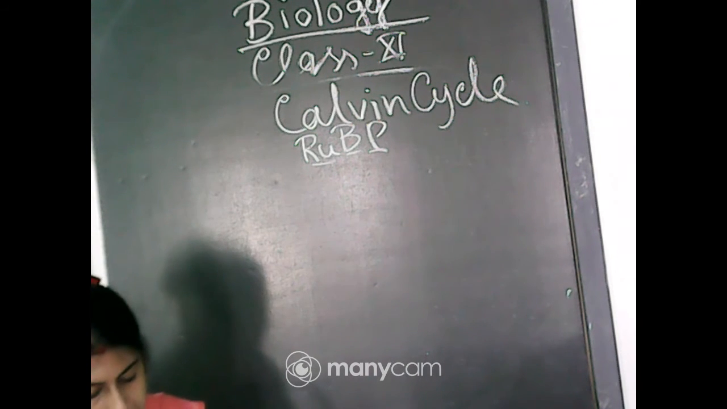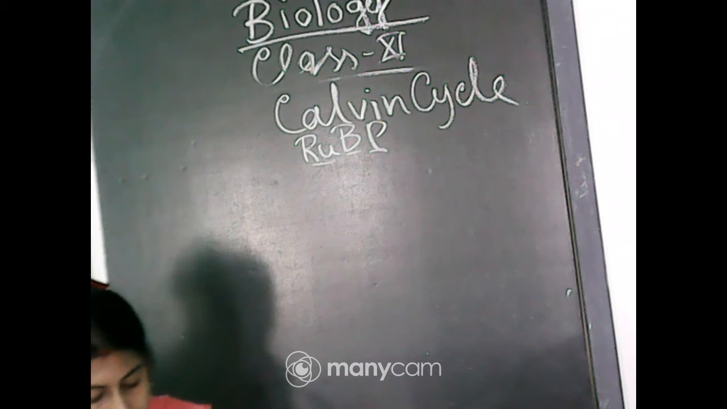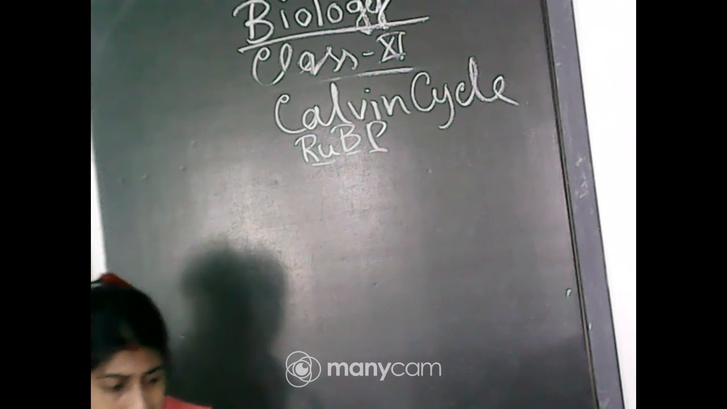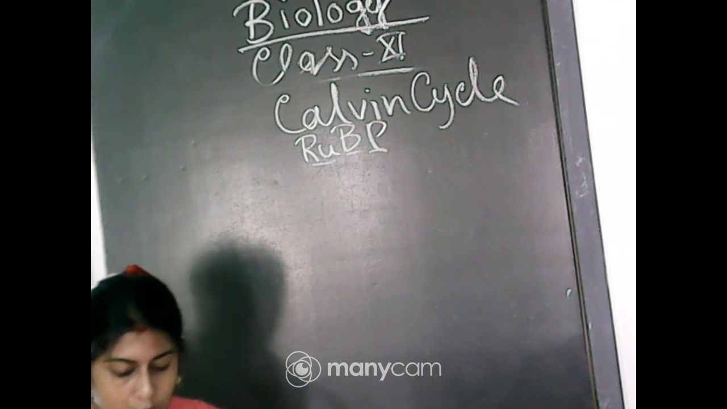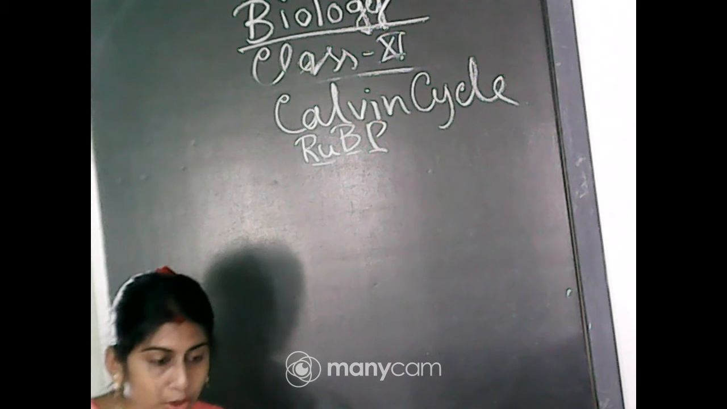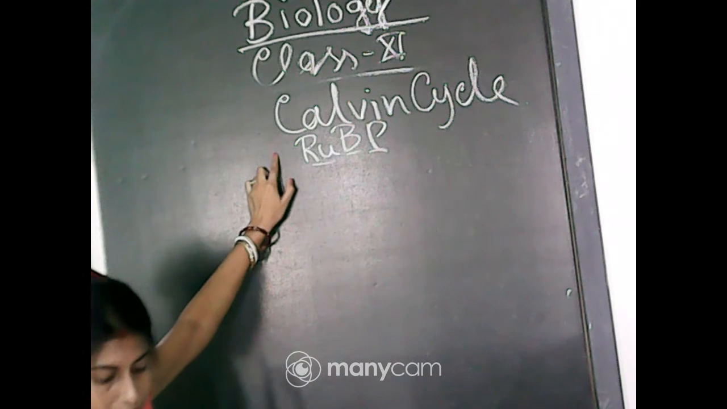Scientists took a long time and conducted many experiments to reach this conclusion. They believed that the first product was a 3-carbon compound, but that the primary acceptor would be a 2-carbon compound. They spent many years trying to identify a 2-carbon compound before they discovered the 5-carbon compound, that is RuBP.